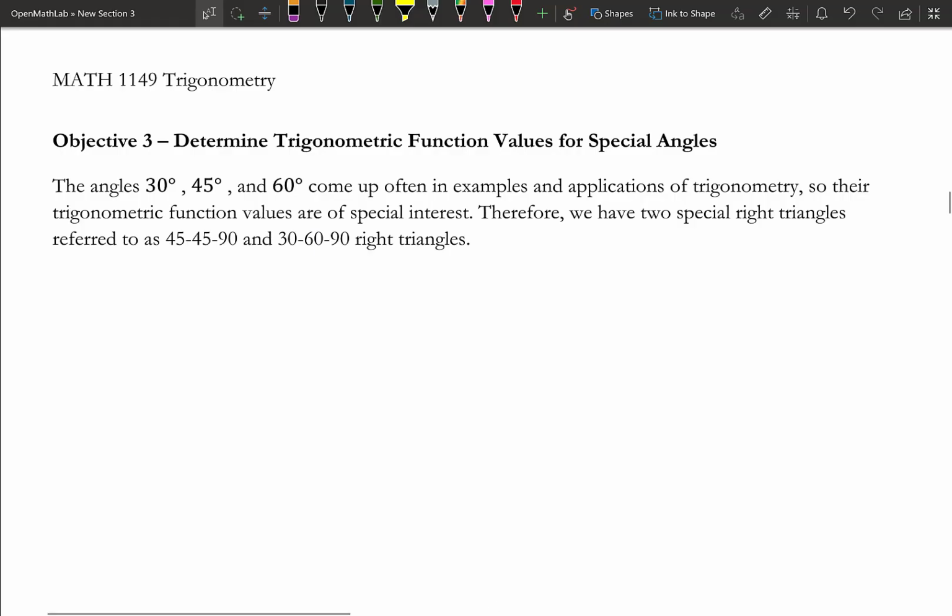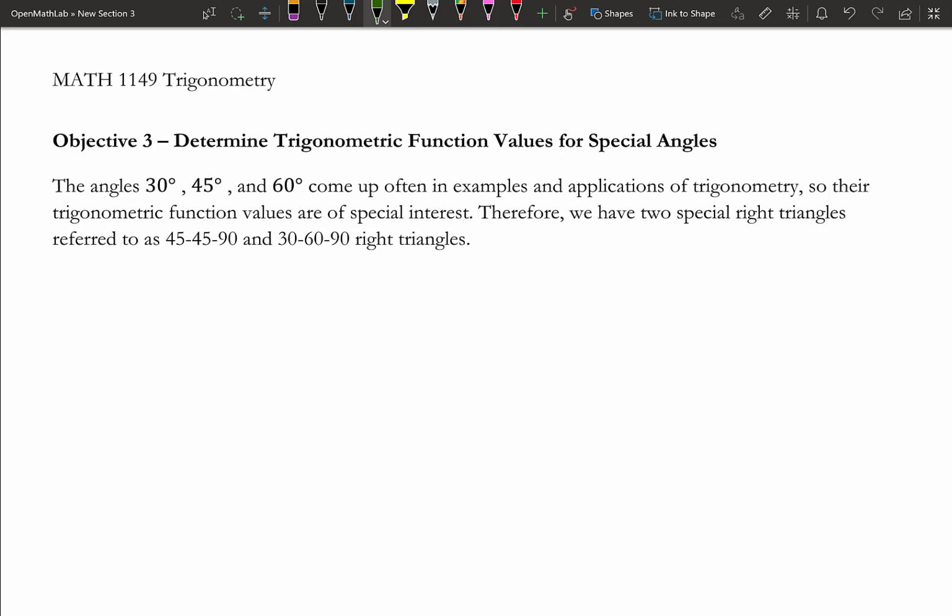Hi, so this is part B video of section 5.2. So where we left off, we're ready to start talking about objective 3. So objective 3, we want to be able to determine trigonometric function values for special angles.